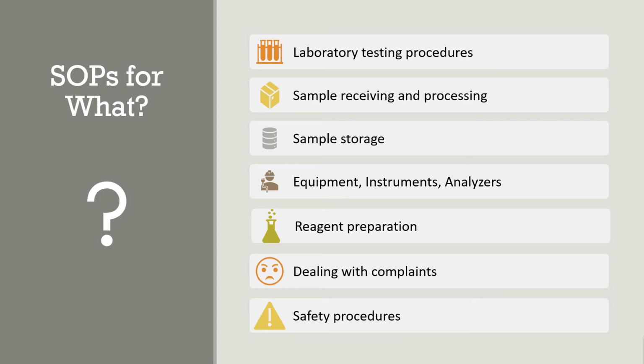If you already work in the lab, you know that we have procedures for just about everything. But some examples of things that we might see procedures for include testing procedures, specimen receiving and processing, specimen storage, equipment, instrument, and analyzer upkeep and maybe routine maintenance, as well as troubleshooting, reagent preparation, dealing with complaints, and that might include what we call writing up an individual or responding to someone who wrote you up. And then safety procedures are also seen in the lab, and they can include things like steps to take if you get a chemical in your eye. What do you do?